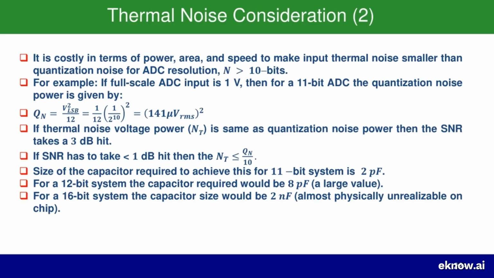As we saw on the previous page, the thermal noise from switches is related to kT/C. To decrease the noise, we have to increase the capacitance, C. So, to meet that less than 1 dB hit requirement for our 11-bit system, we'd need a sampling capacitor of 2 picofarads, pF. This is where the problem starts to scale badly. If we want just one more bit of resolution, a 12-bit system, the quantization noise becomes 4 times smaller. This means we need a capacitor that's 4 times larger to keep the thermal noise in check. That's why the value jumps from 2 picofarads to 8 picofarads.